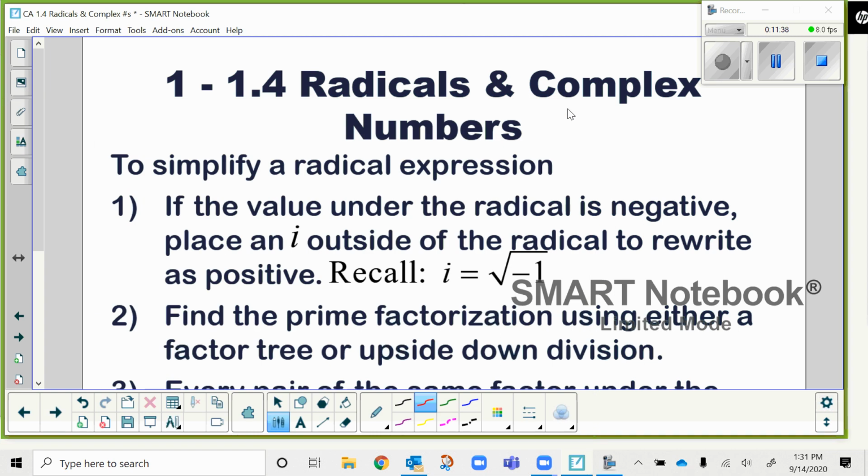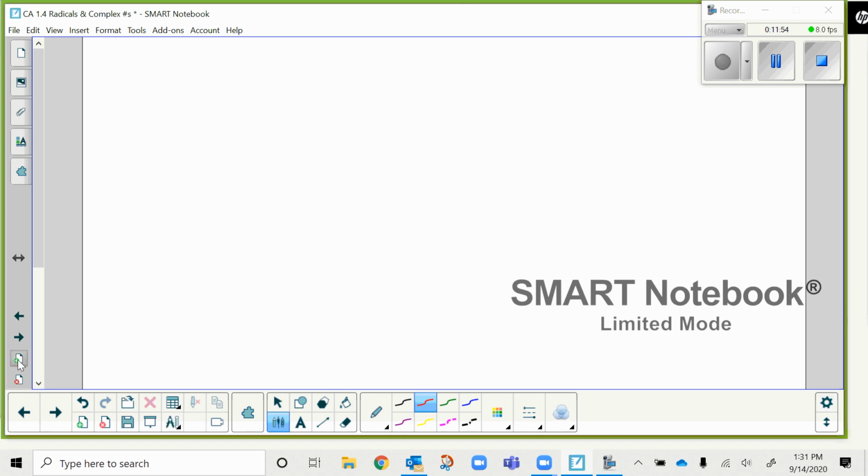So for radicals and complex numbers, here's what we're working towards today. And you don't have to write this down. I kind of like for you to just put your pencils down and just kind of listen so you get an idea of what our goal is for class. And you don't even have to write this down. I'm just chatting math for a bit.